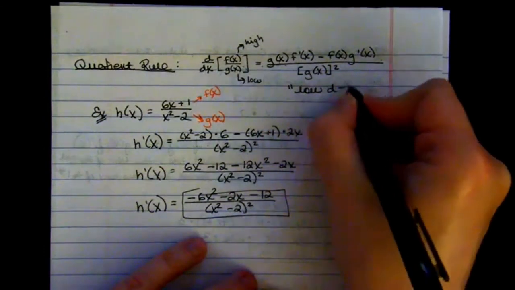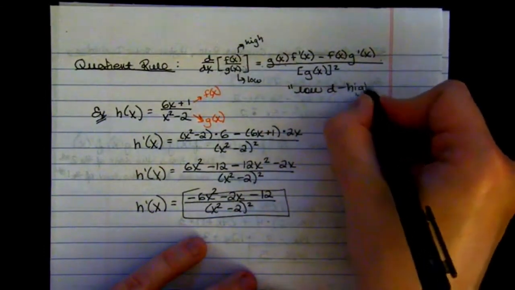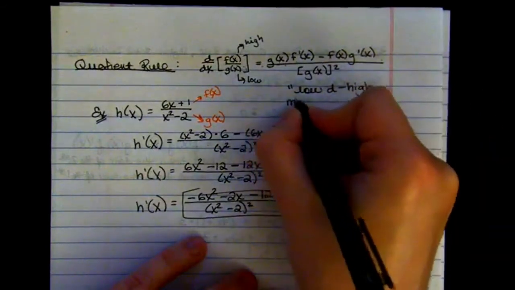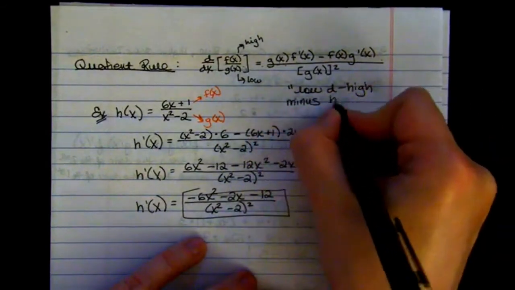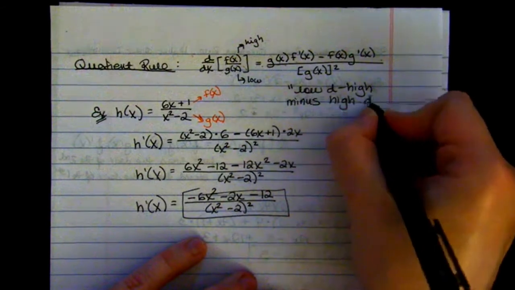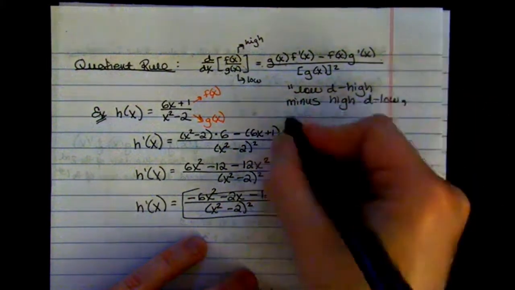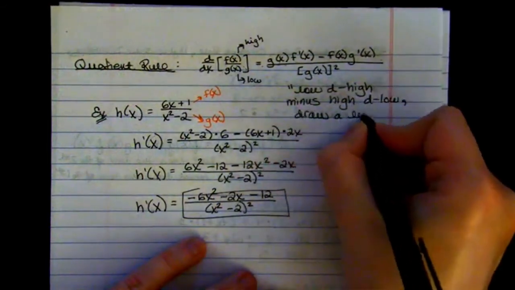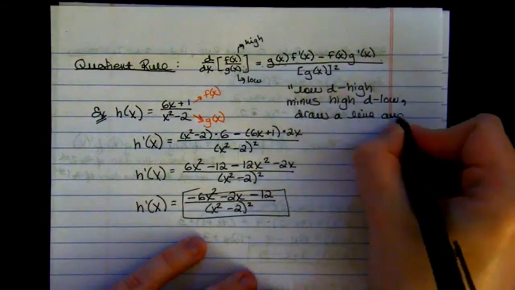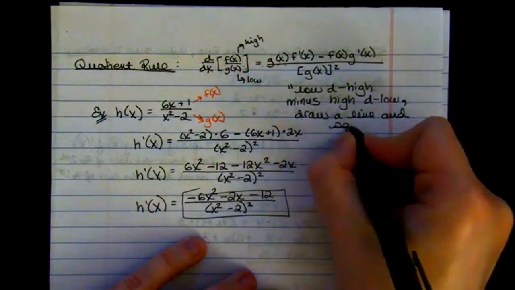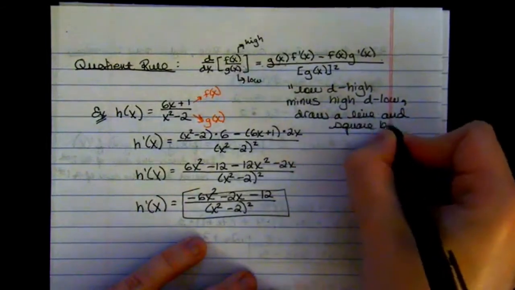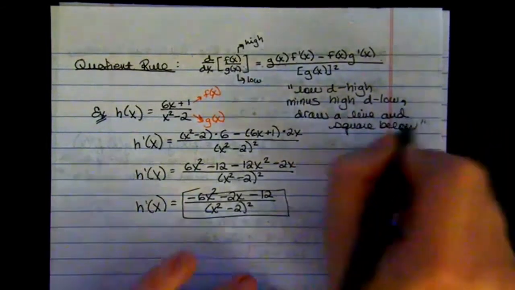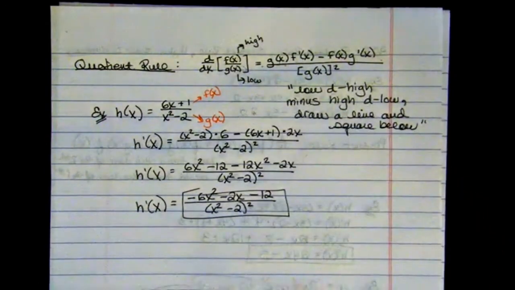Low, D high, minus high, D low, draw a line, and square below. And I'll make the video pause for a moment so you can get that copied down if you're watching an end puzzle.